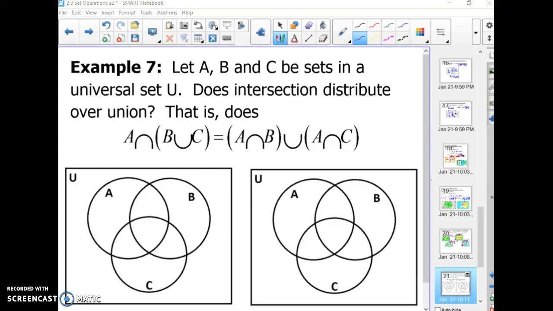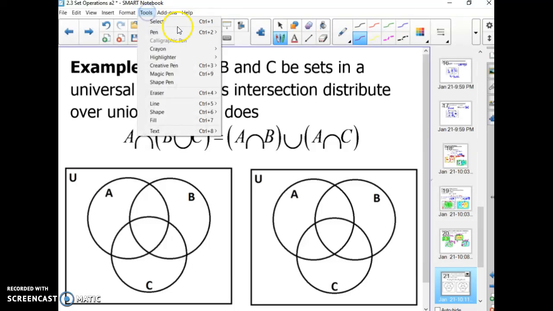So we have this example 7. Let A and B be sets in the universal set. All we're trying to do is highlight where stuff should be. Does an intersection distribute over a union? That's the question, right? That is, does A intersection (B union C) equal this? So we're going to highlight this side, and then we're going to highlight this side.